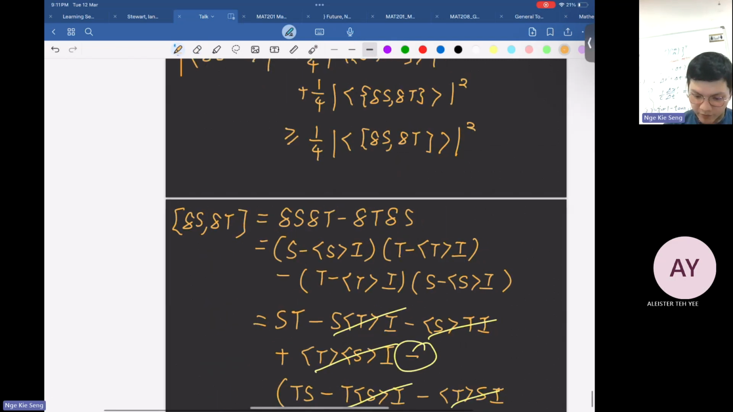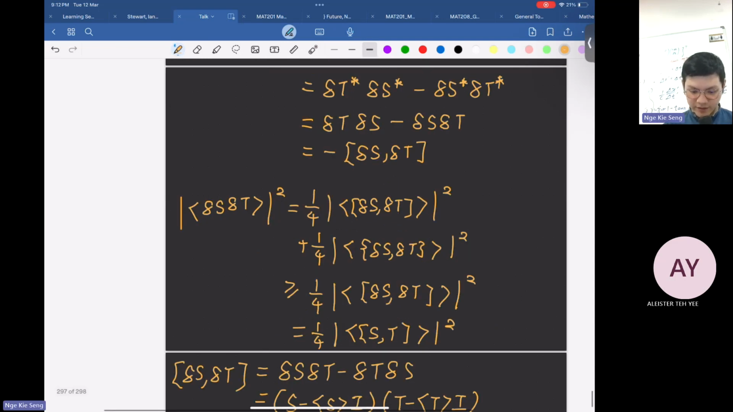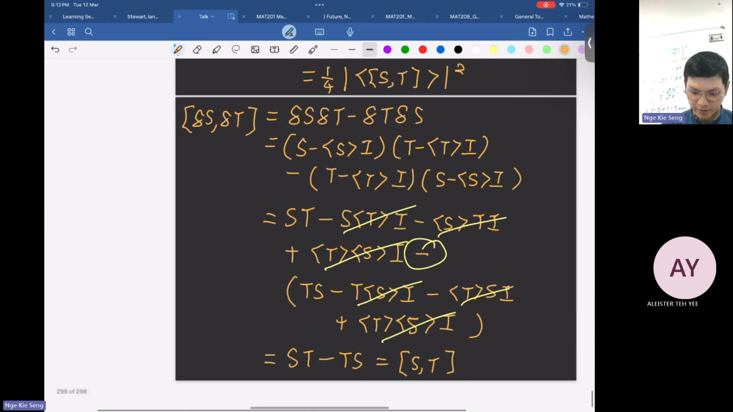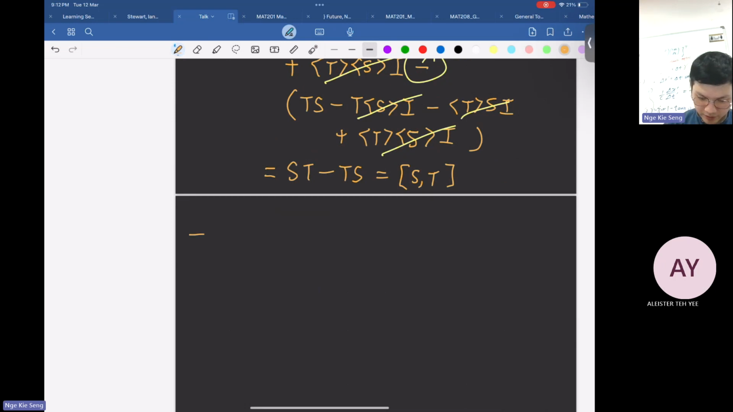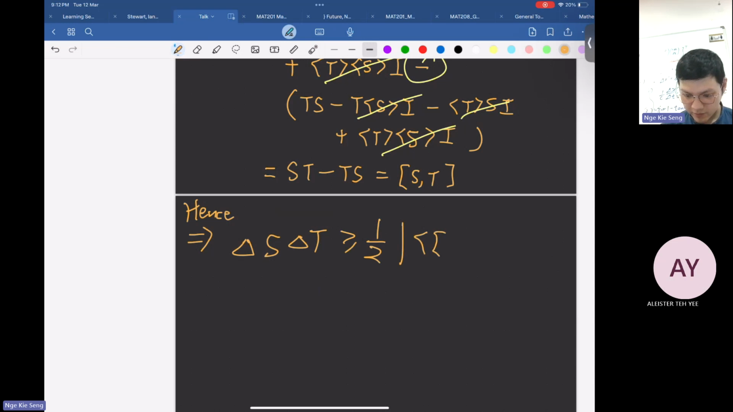So really, this thing is equal to 1 over 4 of the expected value of your commutator. Since we have both sides squared, we can reduce it, and hence we get delta x delta t greater than or equal to half of the expected value of the commutator of x and t.